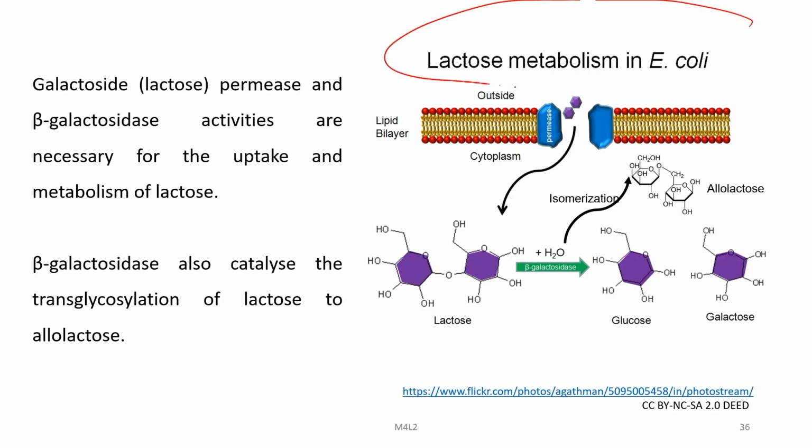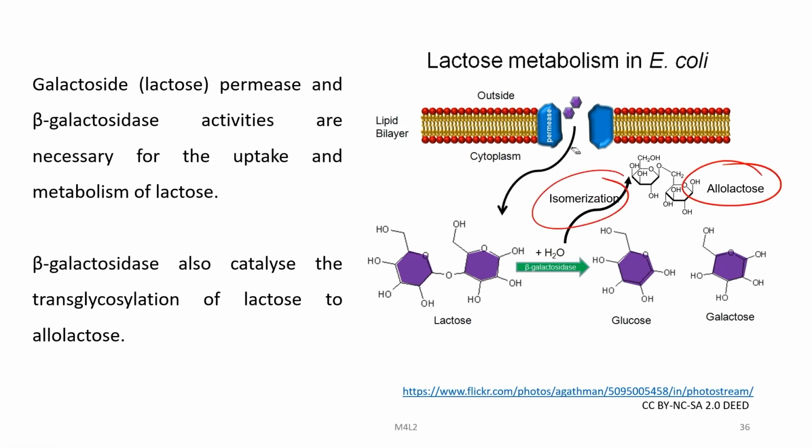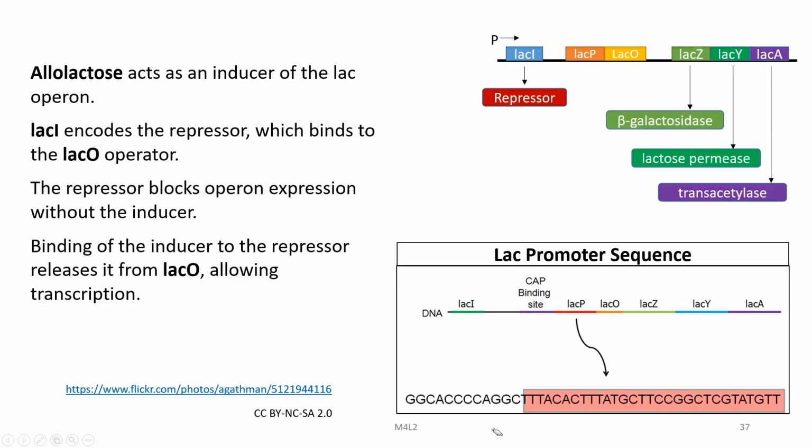Let us now look into lactose metabolism in E. coli. Galactoside permease and beta galactosidase activities are necessary for the uptake and metabolism of lactose. So, the lactose has come inside through the permease. Beta galactosidase also catalyzes the transglycosylation of lactose to allolactose, as you can see over here, and it is also producing glucose and galactose from lactose.